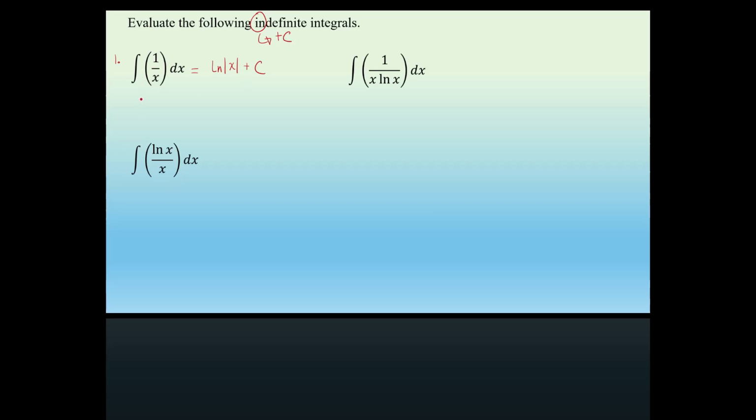Now, let's say you didn't remember that this was natural log of x, and you decided to rewrite this as x to the negative 1 dx. And then you try to do your add 1 to the power, divide by the new power antiderivative rule. Well, let's try it. x to the negative 1 plus 1, divide by negative 1 plus 1. Well, that would be x to the 0, divide by 0, and you cannot do that. Therefore, you have to remember the antiderivative of 1 over x is the natural log of absolute value of x.